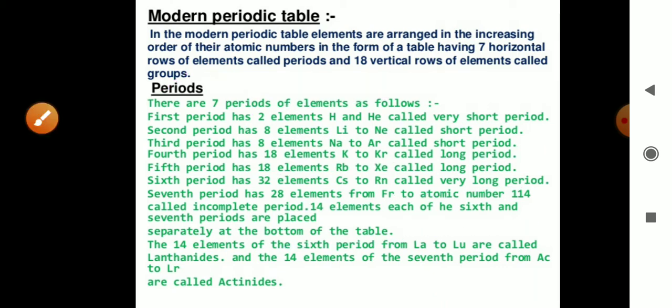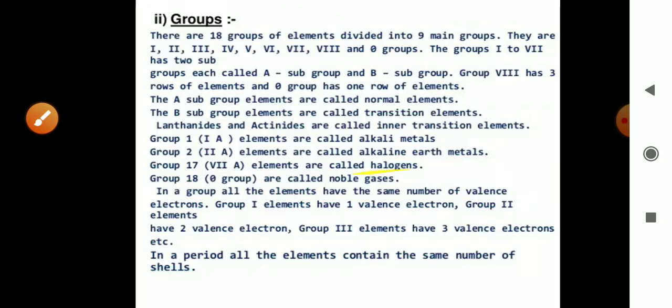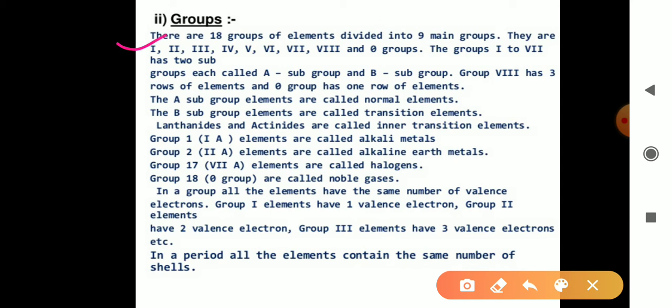The next topic we have to study is about groups. So the next point is the groups in the modern periodic table. There are 18 groups of elements divided into 9 main groups. They are 1 to 8, and the last one is 0. So these total 18 are classified into 1 to 8, and the last one is 0.